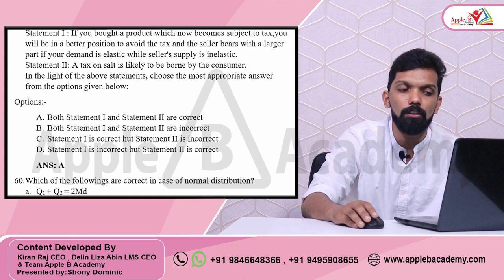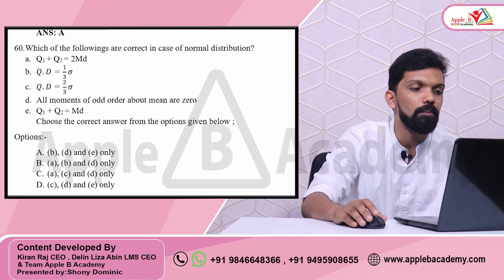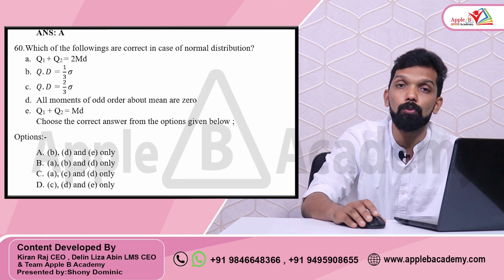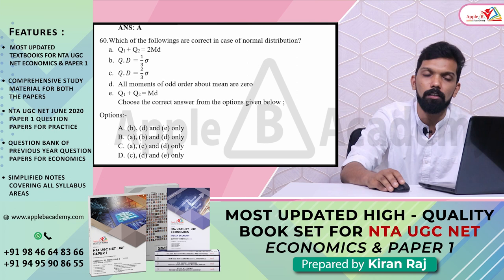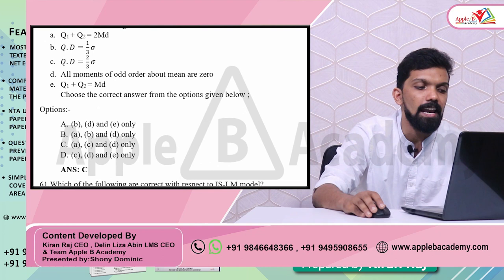Question number 60. Which of the following are correct in the case of normal distribution? Q1 plus Q2 equal to 2MT, QD equal to 1 by 3 sigma, QD equal to 2 by 3 sigma. All moments of odd order about mean are 0. Q1 and Q2 equal to MT. Choose the correct answer from the options given below. So the right answer for this question is option C, which is A, C and D.